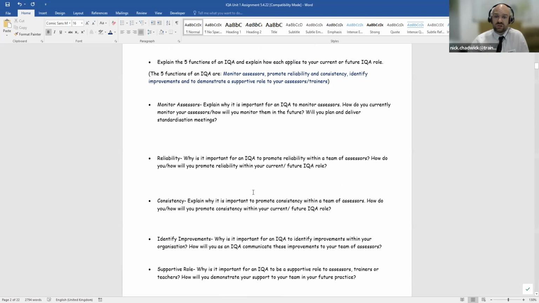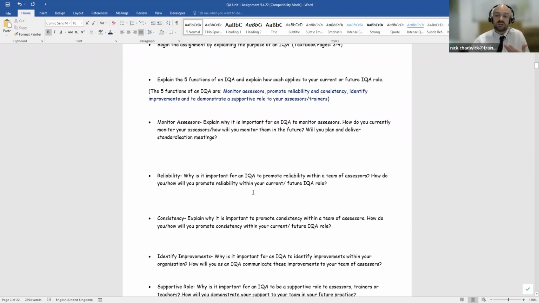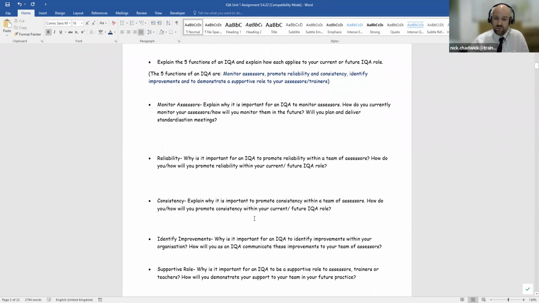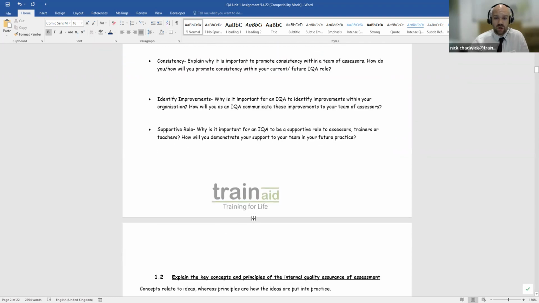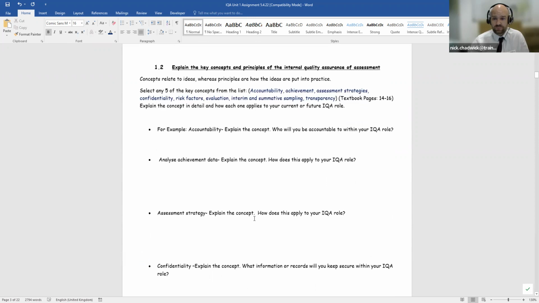So for this first section, we would like for you just to explain the purpose of an IQA, and using textbook pages 3 to 4, explain the 5 functions of an IQA as well. But once again, do feel free to keep those bullet points in if it's going to be useful for you.